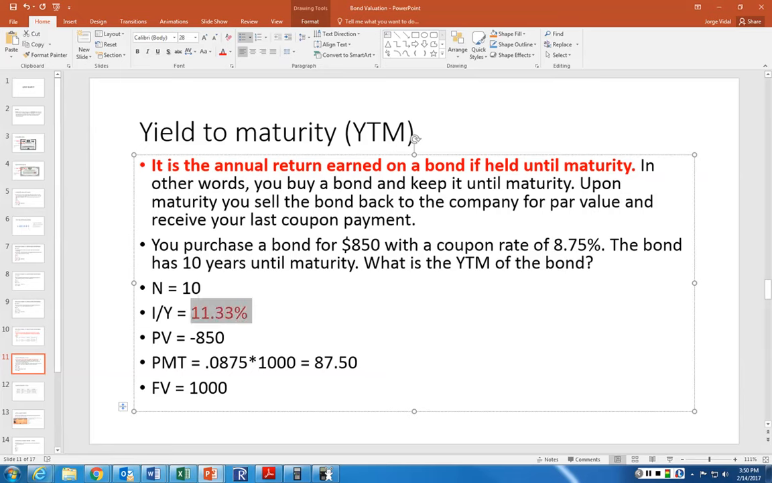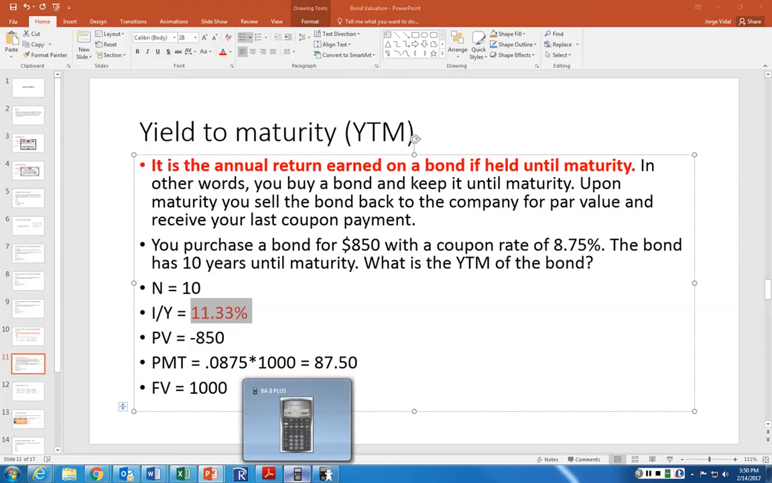So if you hold this bond for 10 years, receive the coupon payments of 87.50 and the par value of 1,000, and you pay for this bond 850, on an annual basis for 10 years, you will be earning 11.33%. Don't forget, we express yields on an annual basis so we can compare investments with different maturities.